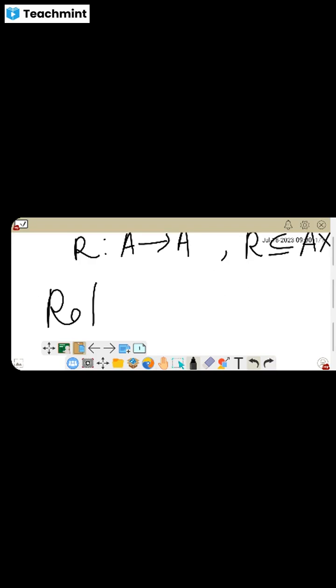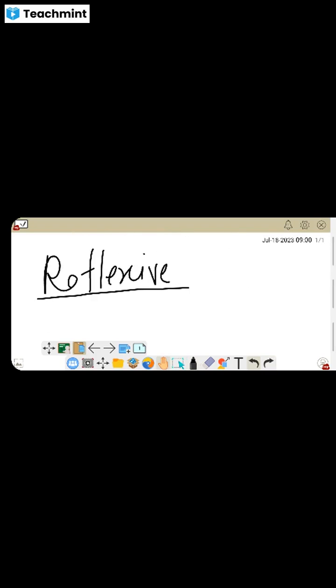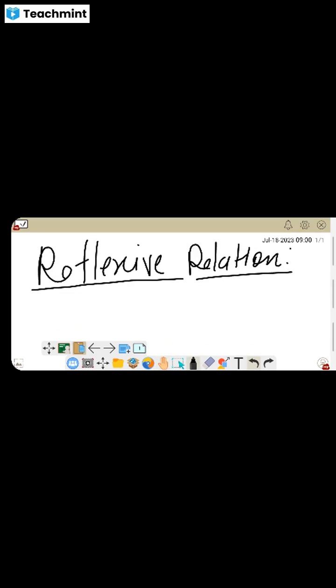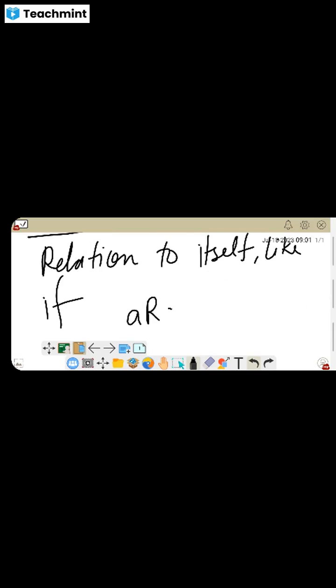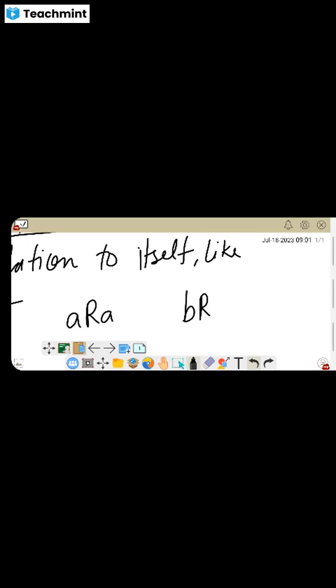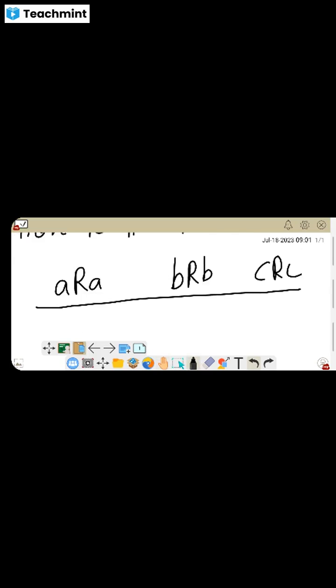First is reflexive. Reflexive relation means relation to itself. Like if A is related to A, B related to B, C related to C, then we can say this is reflexive.